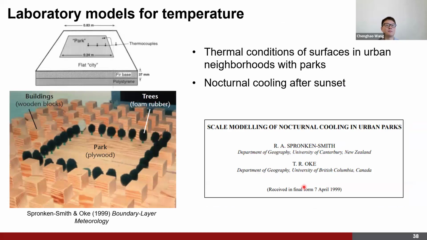Researchers have also designed some different models to simulate urban temperature. This is one of the most classic lab models, designed at the University of British Columbia. The researchers were trying to understand how the three-dimensional urban geometry of an urban neighborhood could really influence the cooling rate in an urban park, which is in the center of this picture. They use these wooden blocks to represent surrounding buildings, and this foam rubber to represent trees. Apparently, this one only preserved the geometric similarity, right? We do not have dynamic similarity or thermal similarity.